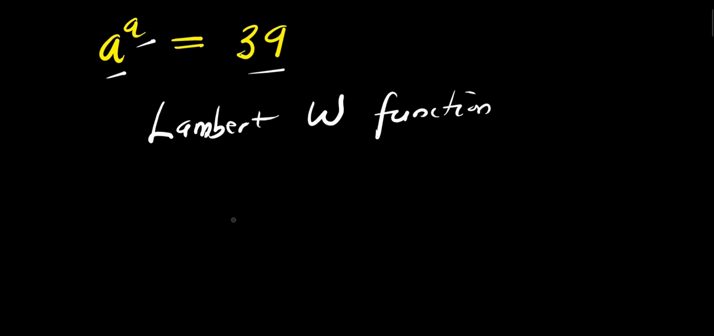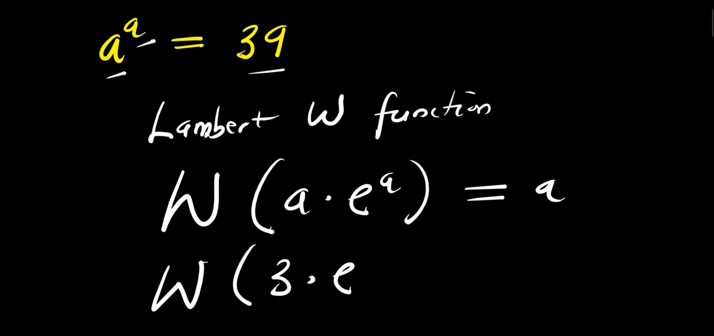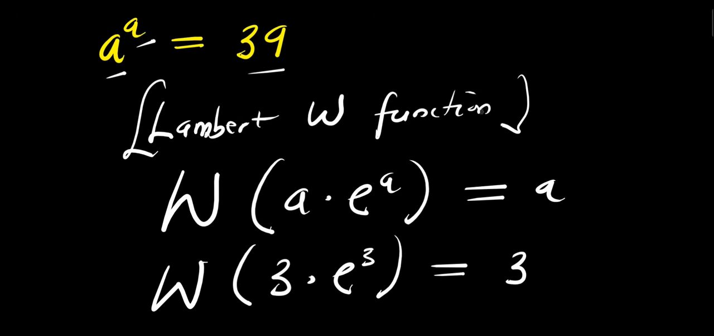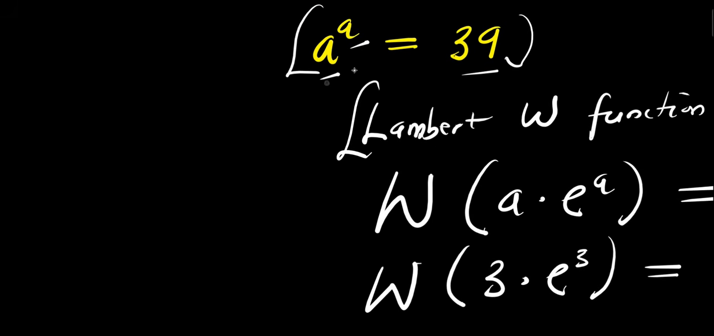Now this function is represented using capital letter W, and it can be applied in an expression such as if you have a times e power a, and the result will be a. You can also apply it when you have numbers, maybe 3 times e power 3, and the result will be 3, just like that. So this is what we are going to use in order to solve this particular exponential equation. That means we need to convert this left-hand side of this equation to something like this so that we can apply the Lambert W function.